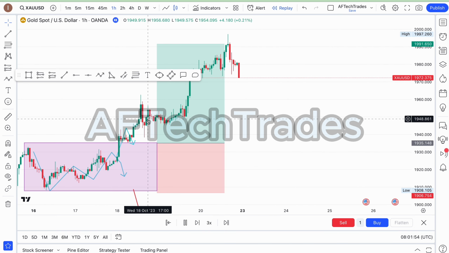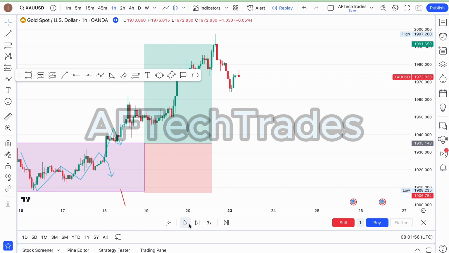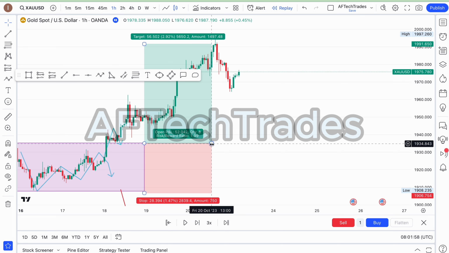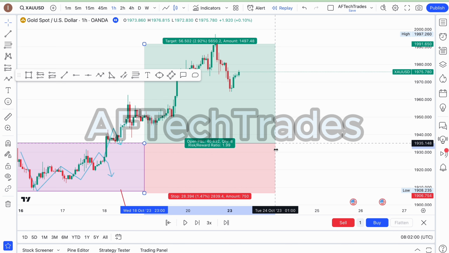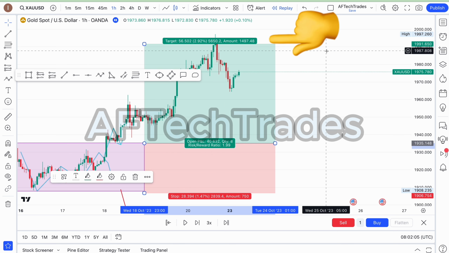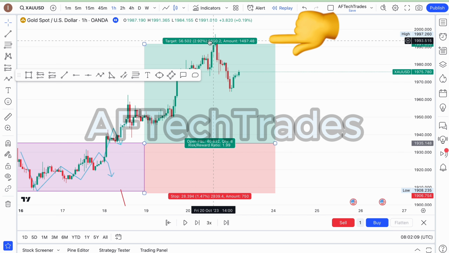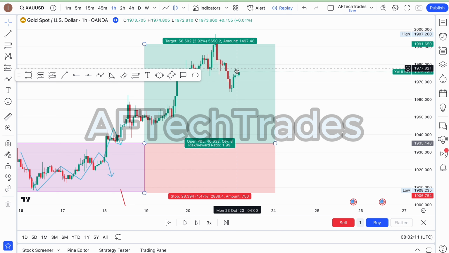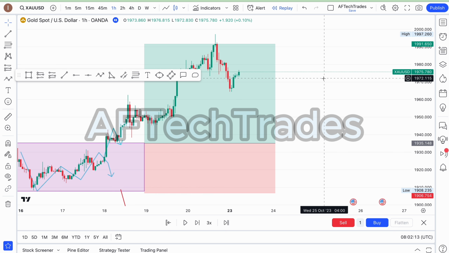You see, this just hit our take profit. Still on our 56 pips, it hit our take profit. You can see it. So believe in your analysis and make the maximum profit out of this market.